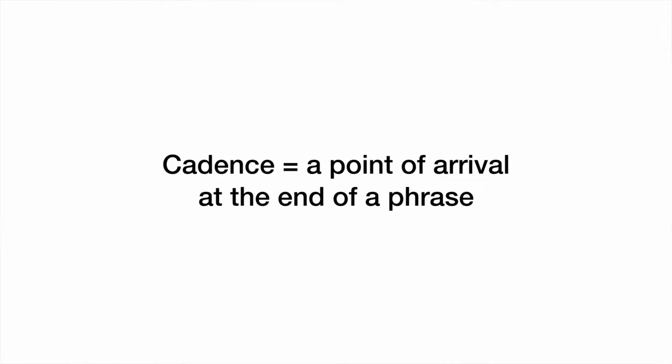In this video, we're going to talk about identifying cadences from notation. For help with identifying cadences orally, check out the video linked in the description below. So, what is a cadence? A cadence is a point of arrival that occurs at the end of a phrase. You can think of it a bit like musical punctuation.